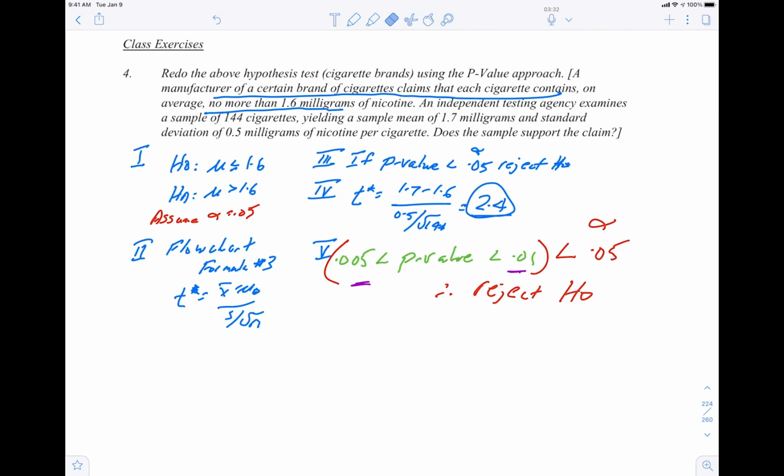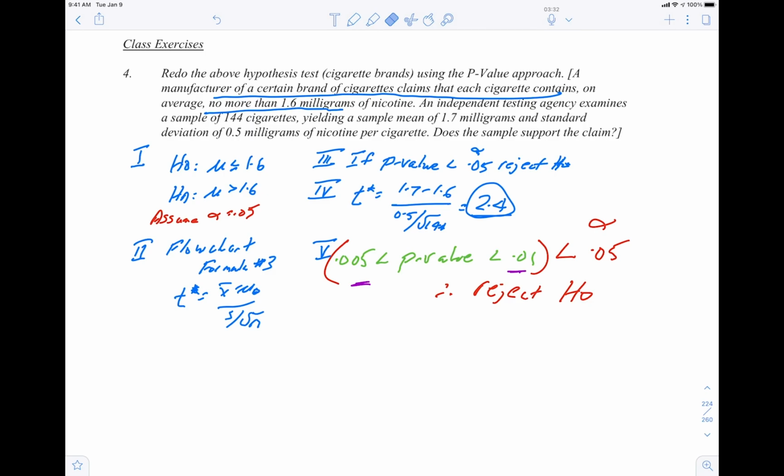So an independent testing agency comes in. They take a sample of 144. We get a sample mean of 1.7, a sample standard deviation of 0.5. And the question is, does the sample support the claim? So there's our hypotheses that mu is less than or equal to 1.6 against the alternative that mu is greater than 1.6. We'll assume an alpha of 5%.